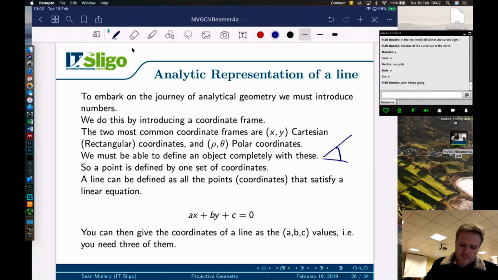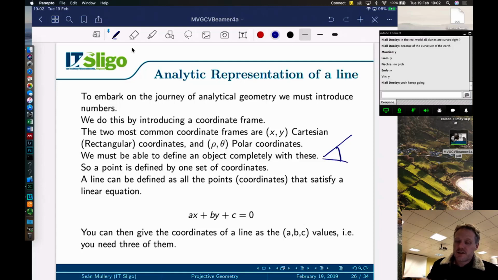Okay, so a line can be defined as all the points or coordinates that satisfy a linear equation. So ax plus by plus c equals 0. Now, you're probably used to the y equals ax plus b form of a line. The difference here is purely to do with the fact that we might have an x and a y input, so we're plotting this on a plane. So you can give the coordinates of a line as a, b, and c values, i.e., you need the 3 of them.